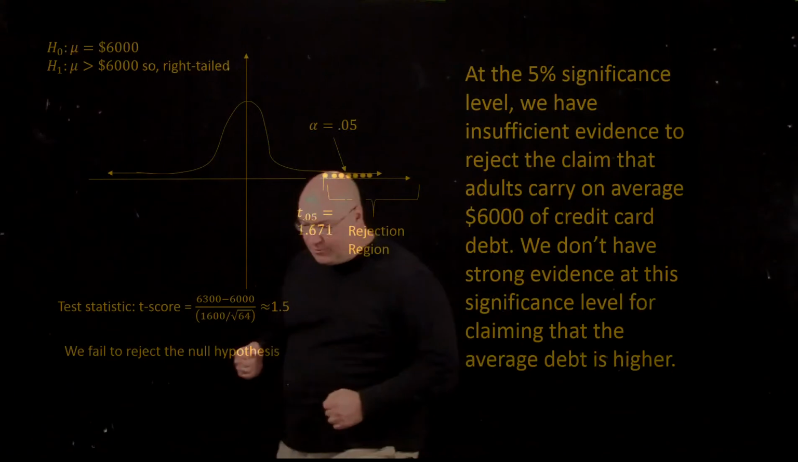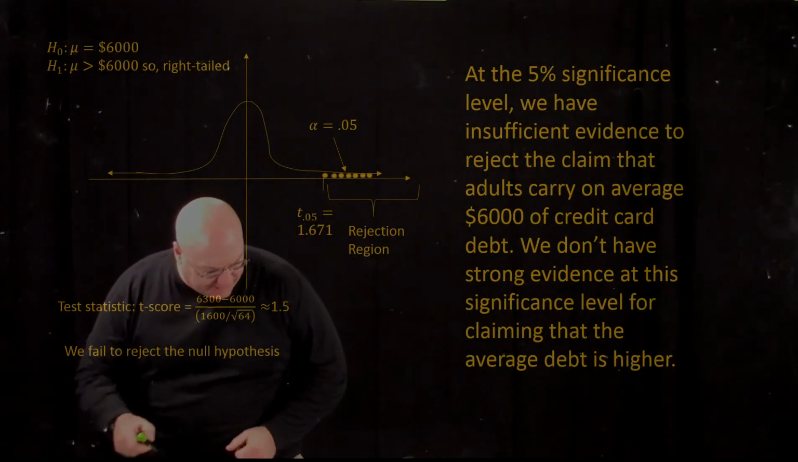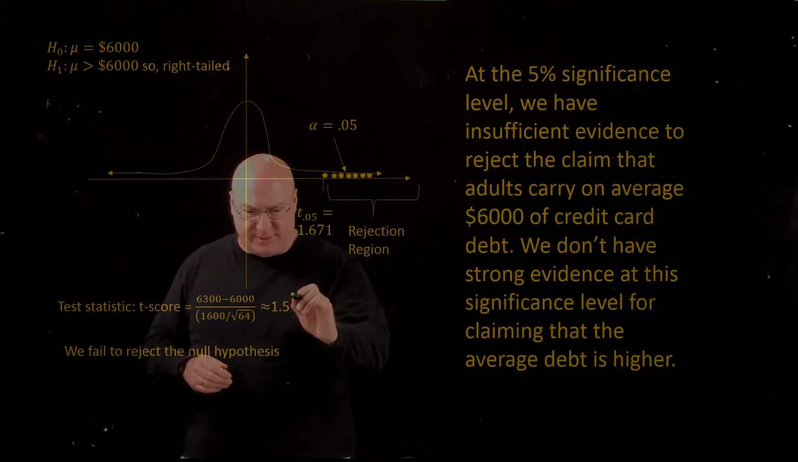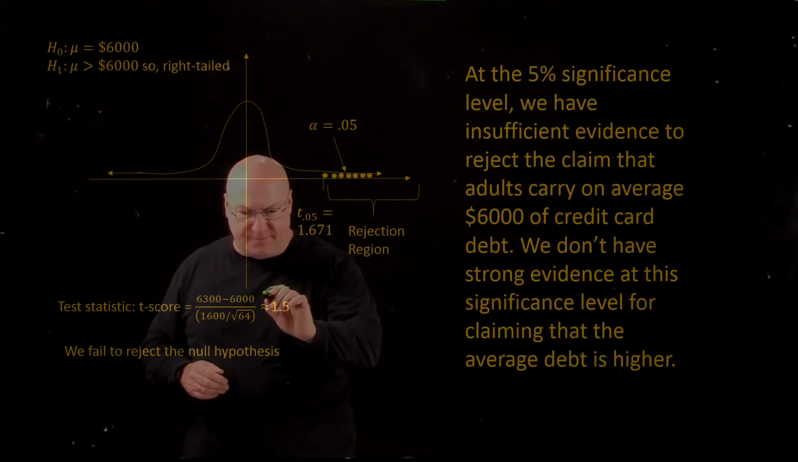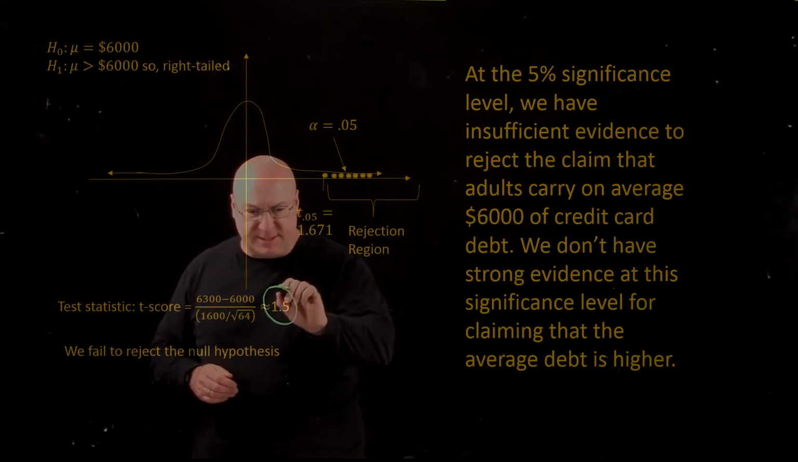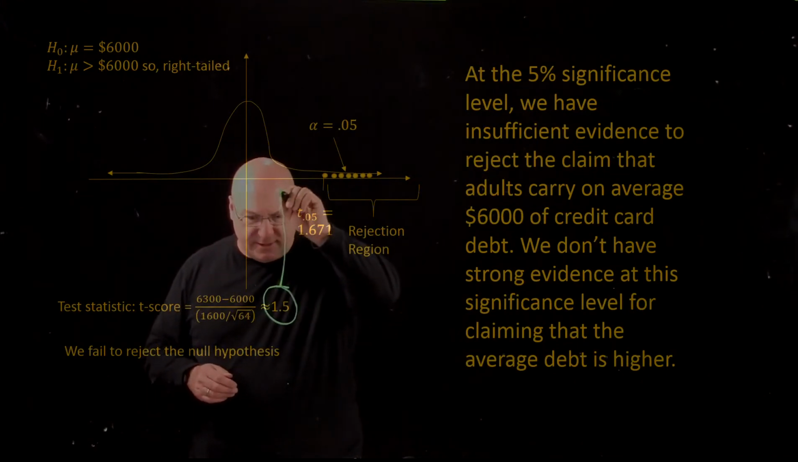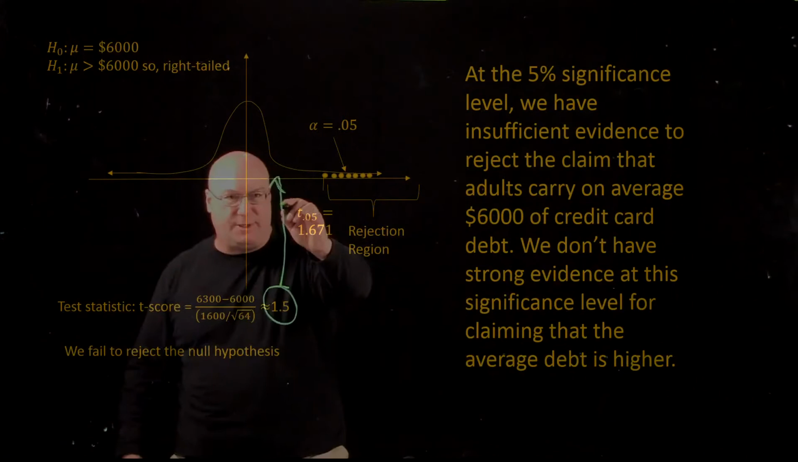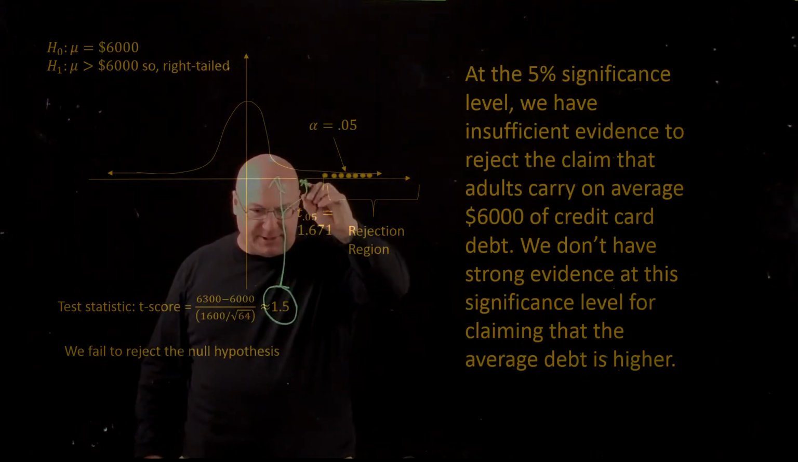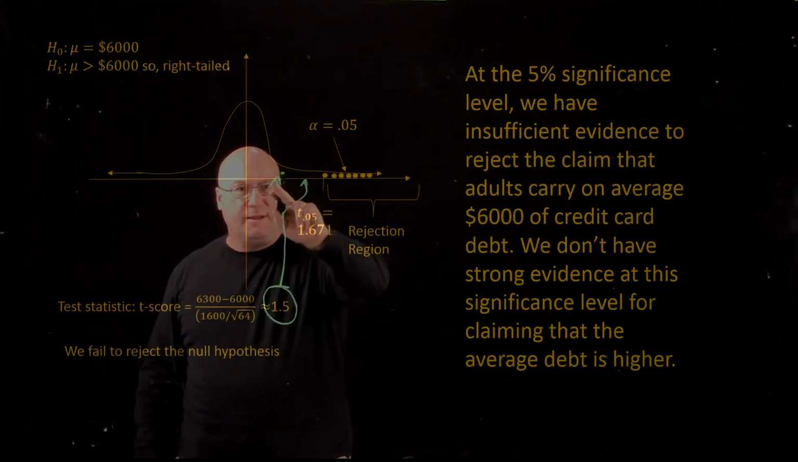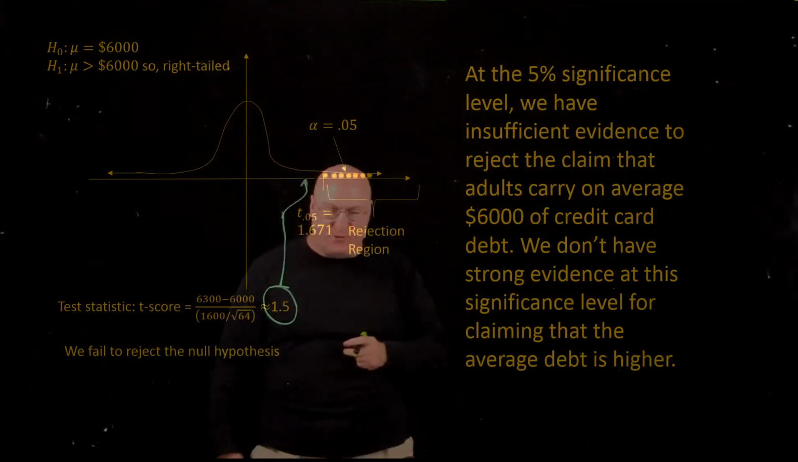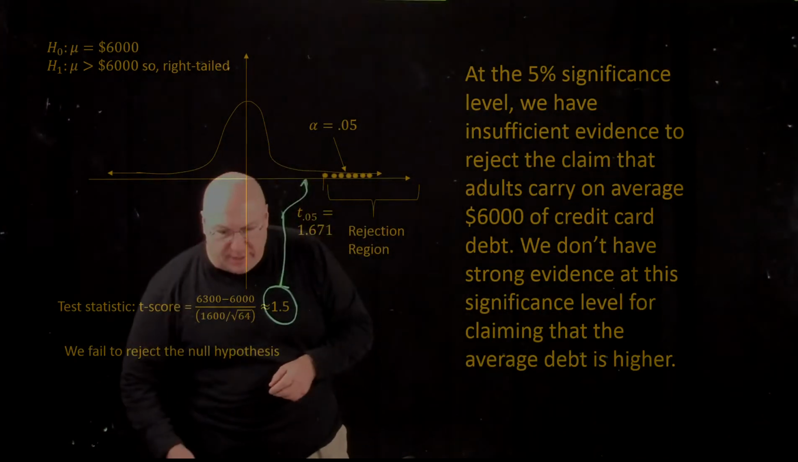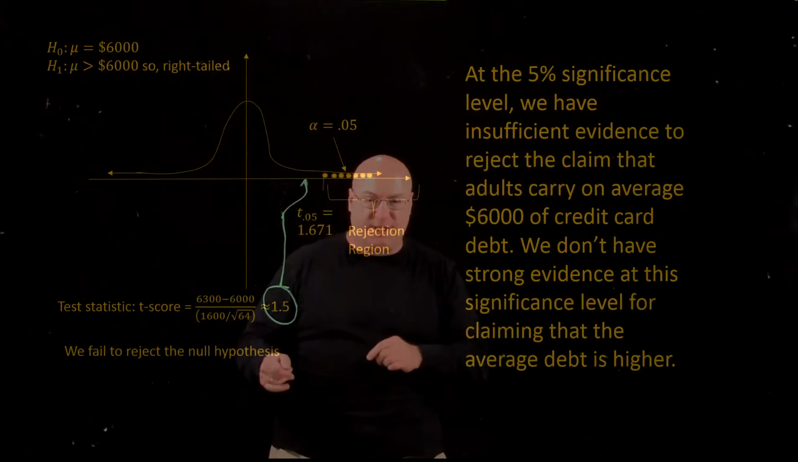Okay, I hope you're able to do all that on your own. So the, let's see, where is it? There it is. The test statistic is not in the rejection region. It's somewhere over there. It's a little too small. It's not extreme enough. Okay, so we are going to fail to reject.